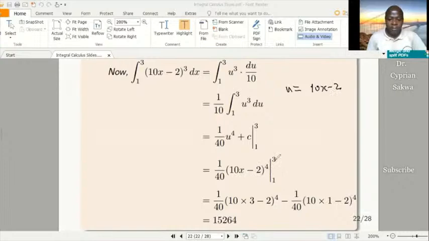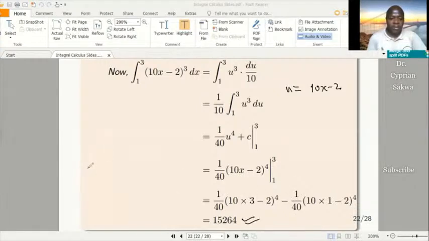Now let's put the upper limit. That's 1 out of 40, 10, instead of x, put the upper limit 3, minus 2, then raised to 4. And then this time, put the lower limit: 1 out of 40, 10 times the lower limit minus 2 raised to 4. When you do it with your calculator, this will be it.